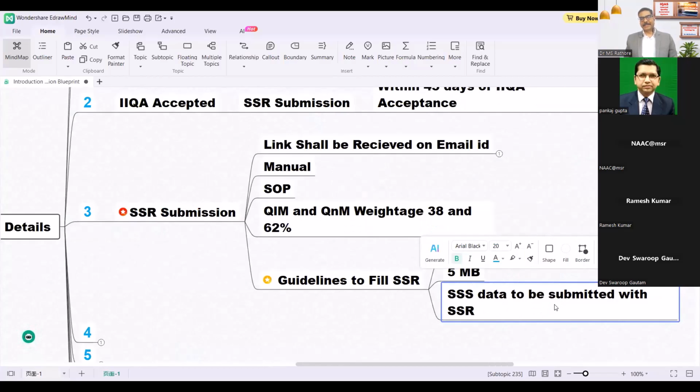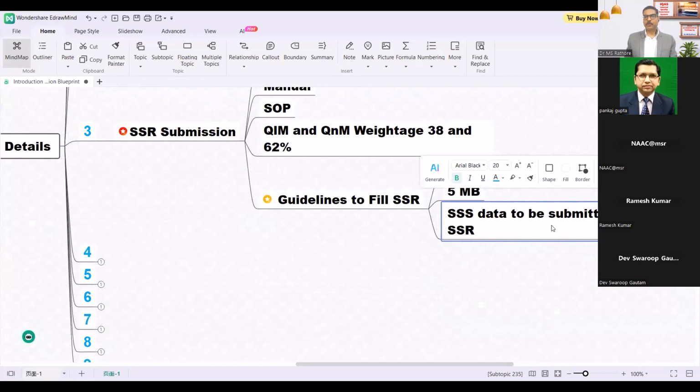Then SSS, that is the student satisfaction survey. Now, what is this SSS? It is also to be submitted with the SSR. In the SSR, there are 7 criteria. In these 7 criteria, there are 32 key indicators. In these 32 key indicators, you have the 55 matrices. 55 matrices mean the questions. Questions may be the qualitative type or the quantitative type.